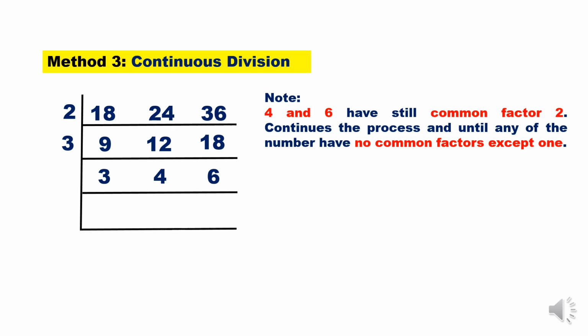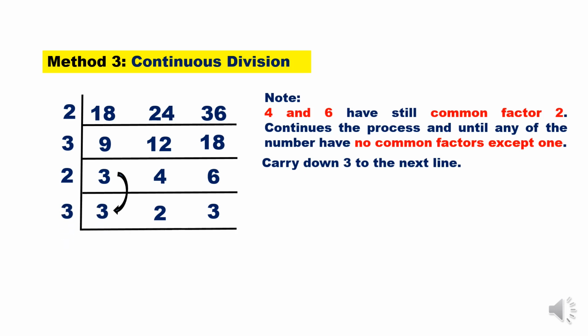So, i-divide natin ang 4 and 6 ng 2. 4 divided by 2 equals 2. 6 divided by 2 equals 3. Carry down 3 to the next line. Then, let us divide 3 by 3. 1. 3 divided by 3, 1. Then, carry down 2 to the last line.